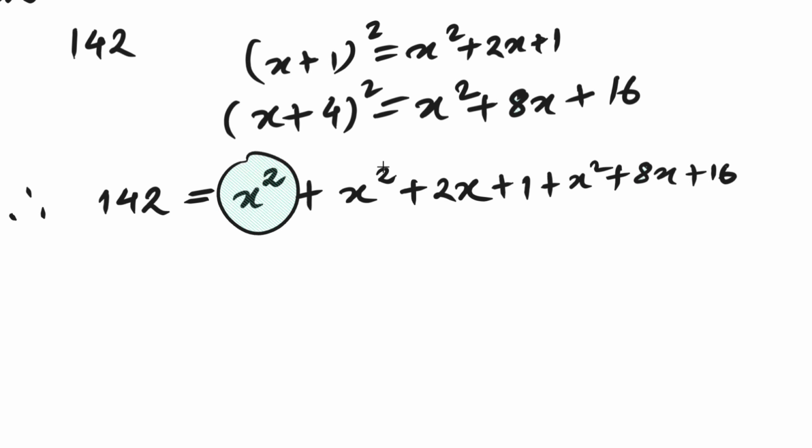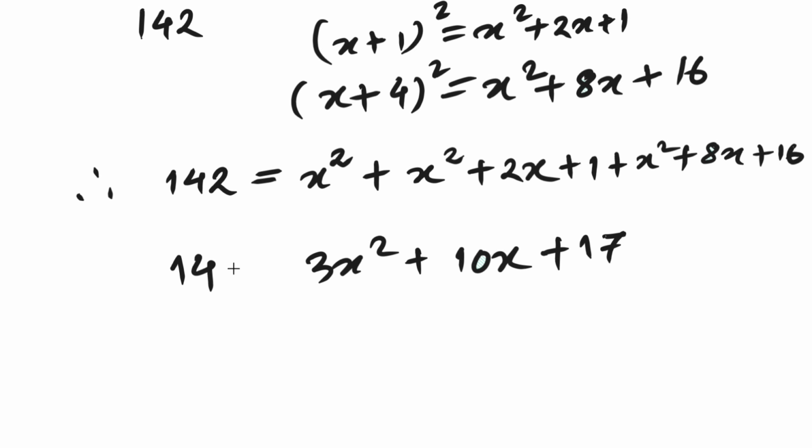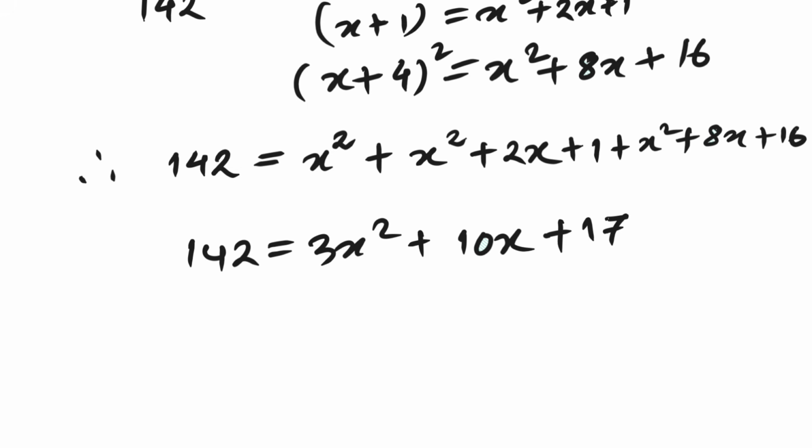Now let's combine like terms. We have 3 x squared terms because there is 1 x squared from each of the 3 expressions. For the x terms, we have 2x plus 8x, giving 10x. And for the constants, we have 1 plus 16, giving 17. So we get 142 equals 3x squared plus 10x plus 17.